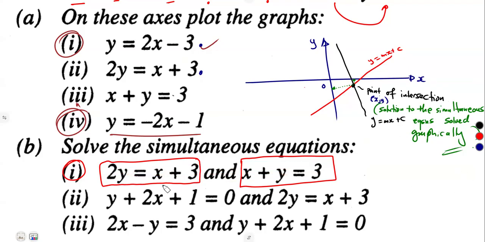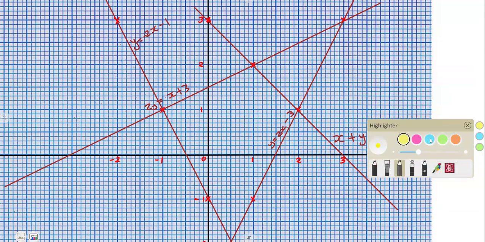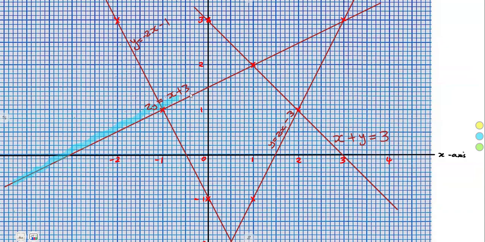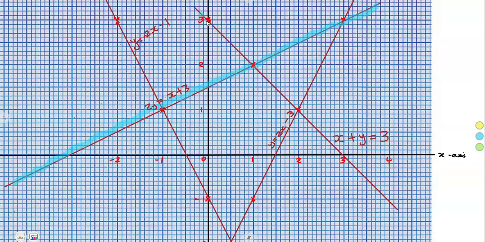At the point of intersection. So let's have the given lines. 2y is equal to x plus 3. So let me just indicate it somewhere. We're talking about this line, 2y is equal to x plus 3. That is the first line, intersecting with x plus y is equal to 3. We are talking about this line, x plus y is equal to 3. This was our line.